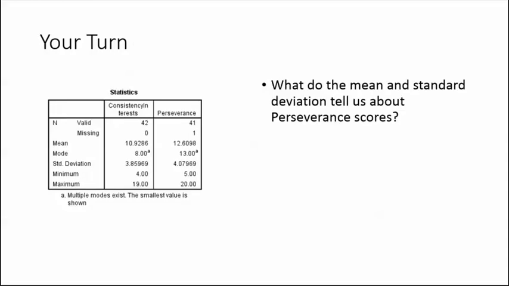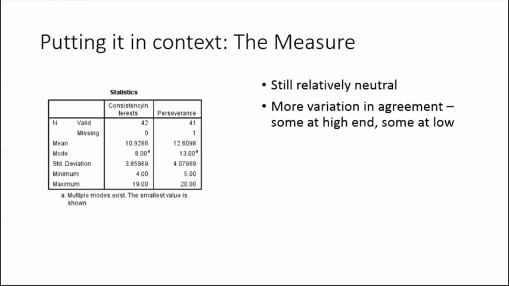Your turn. Pause the video to consider the question in this slide. The perseverance mean is slightly higher, but at 12.6 it's still relatively neutral. The standard deviation is not that much different, but when combined with the mean it suggests there was a little more variation in agreement with the items. 12.6 plus 4 would put someone on the high end, while 12.6 minus 4 would put someone at the low end.